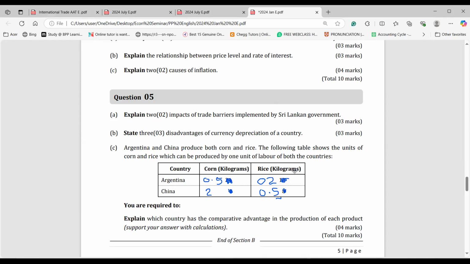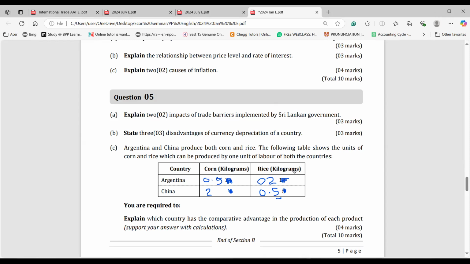But I told you, compared to advantage, even though you don't have absolute advantage, don't worry. You may have comparative advantage. It is the alternative method. Now, in order to recognize comparative advantage, we have to calculate opportunity cost. Now we calculated the opportunity cost of each product in each country.